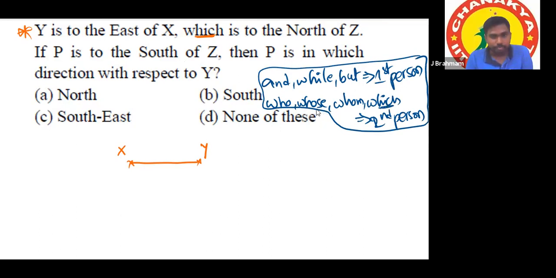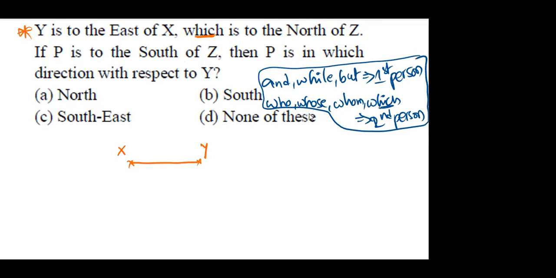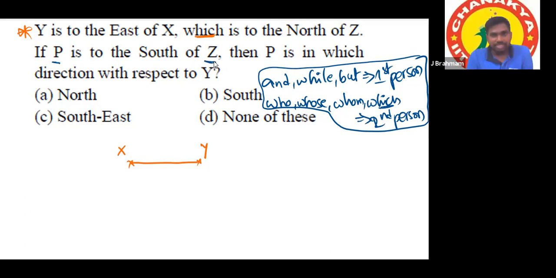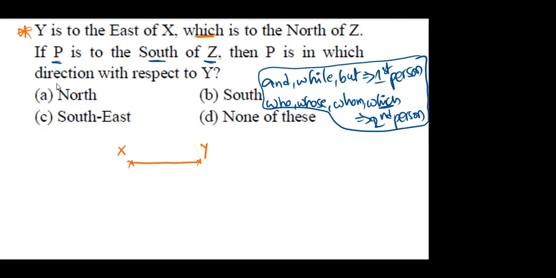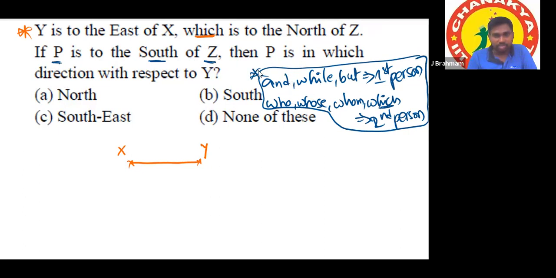Toshnika, tell me. When they said P is to the south of Z, Z is in which direction with respect to P? P is to the south of Z means Z will be the north of P. Okay, reverse. Is it okay? The blue color box.